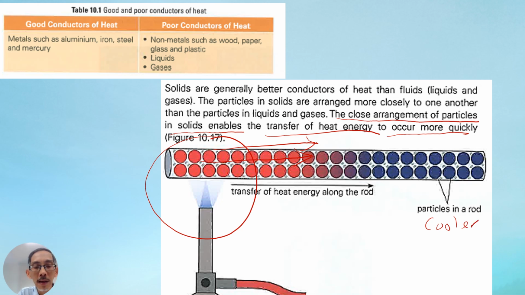And remember, heat always transfers from the hotter part to the cooler part. But in the case of solids, because of the particle arrangement, it is transferred very quickly. Of course, the distinction between metals and non-metals is another part that we need to learn, but not at the moment. Hope this is easy enough. Bye.